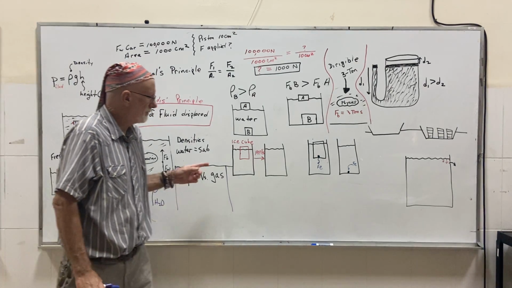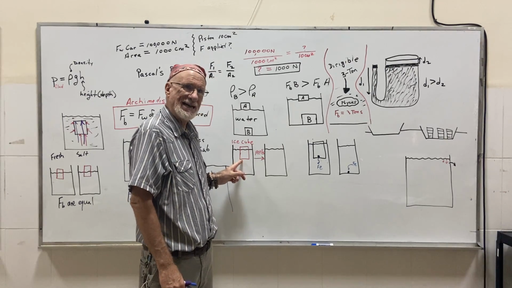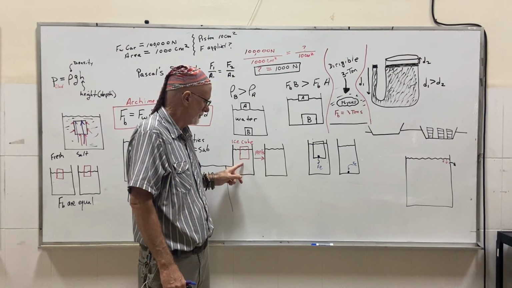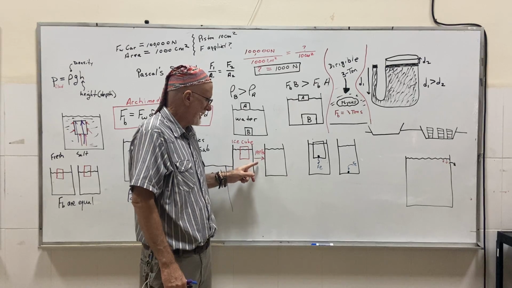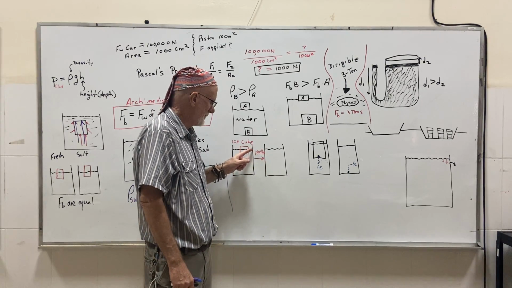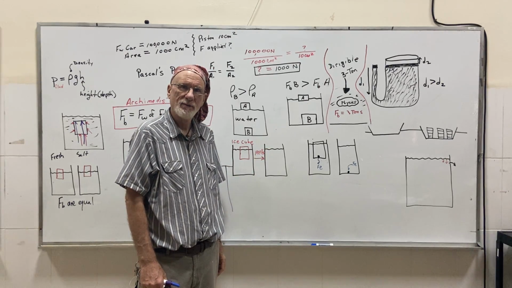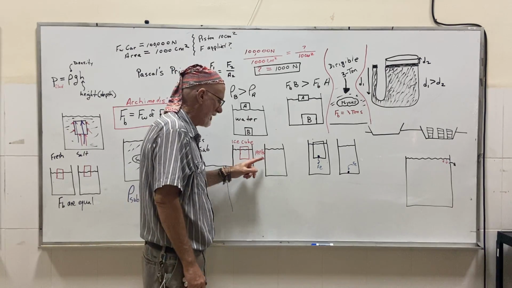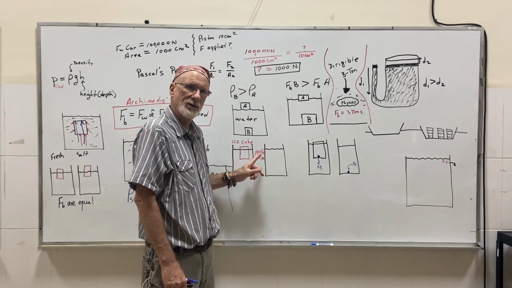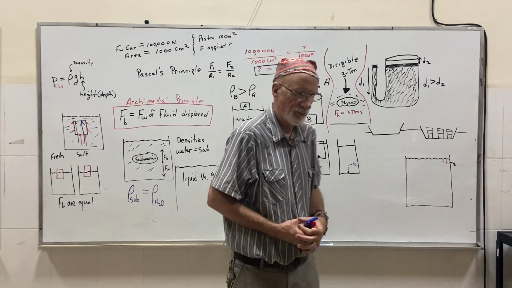Here's an interesting one. I have an ice cube. This ice cube is floating in water. The ice cube melts. Notice that there's no change in the level of water. Why? I did that before, remember? There's no change in the level. You get that?